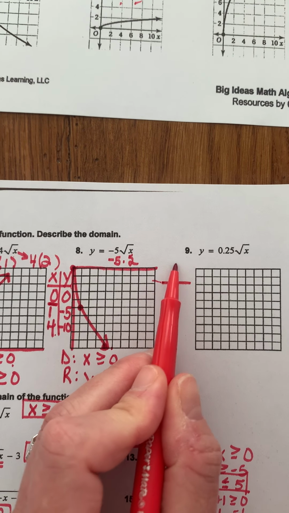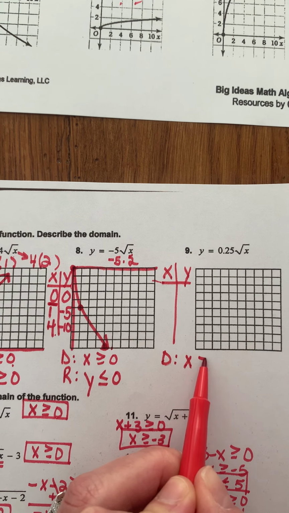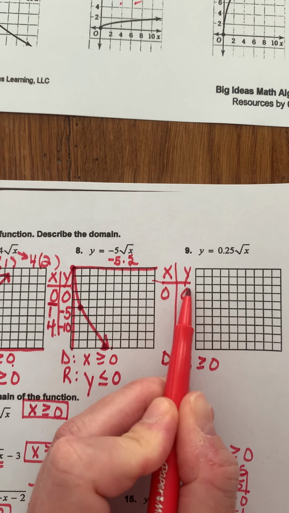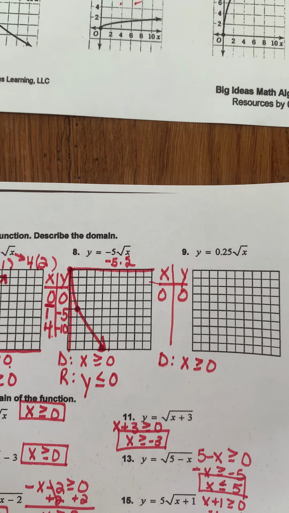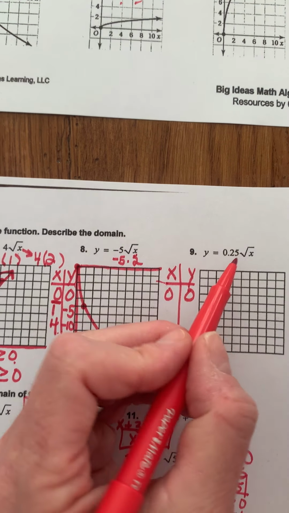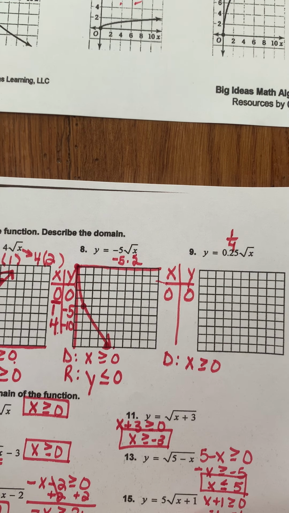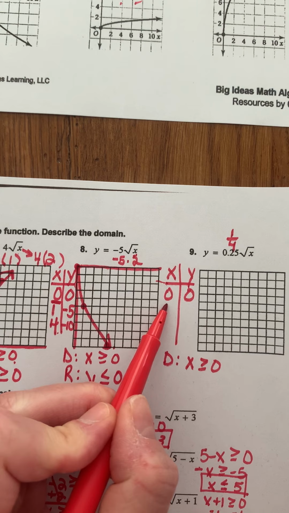Same thing with this. Okay, find your domain first. Whatever's underneath the square root, greater than or equal to 0. You plug that 0 in, square root of 0 is 0, times anything is 0. Now think about this as 1/4, right? So I don't know if you would really want to put 1 in. Well, I guess we'd have to go up to 16. So let's put 1 in.